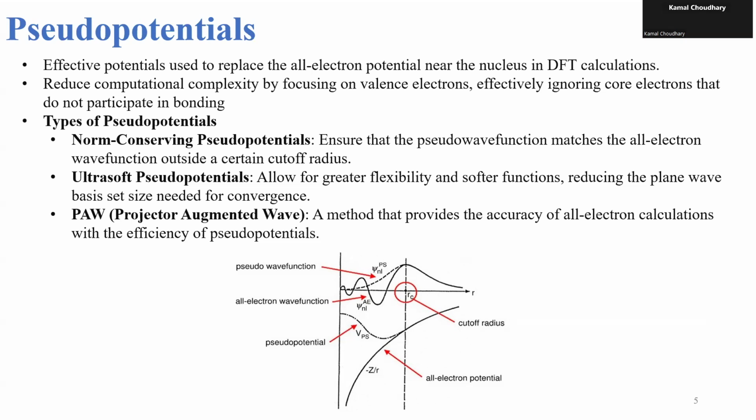There are different types of pseudopotential: norm-conserving, ultrasoft, and the PAW, the projector augmented wave. I will not go into detail of this, but basically PAW is a method to provide the accuracy of all-electron with the efficiency of pseudopotential. You can see, instead of having the all-electron wave function, which is given by the wiggles here, we try to represent the core by a smooth function, and the valence electron by another smooth function. In that way, we lessen the computational complexity and make it numerically stable.